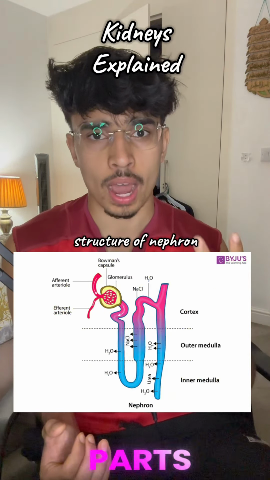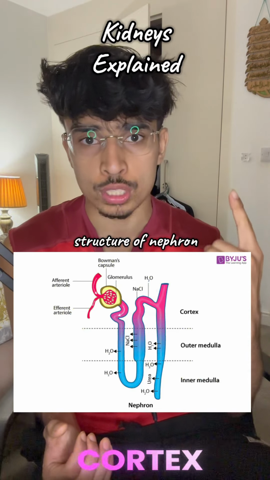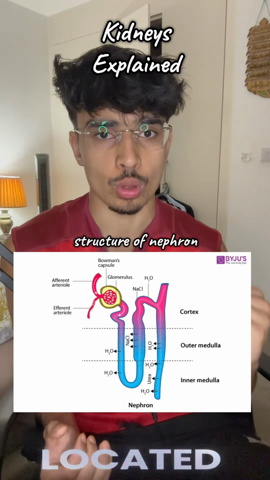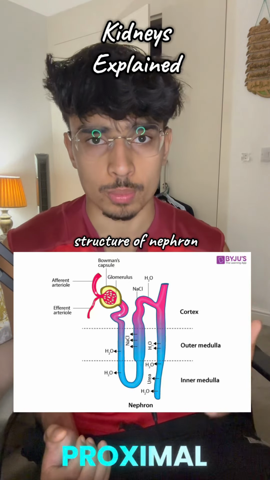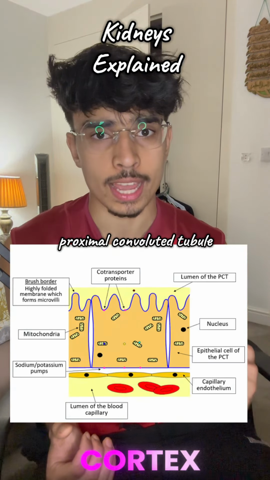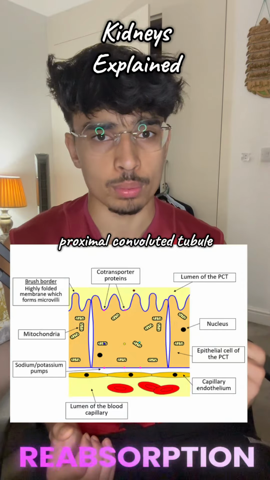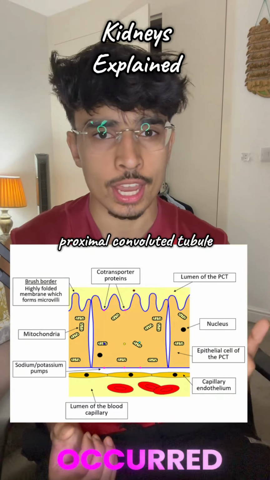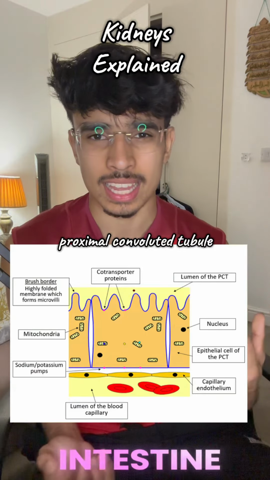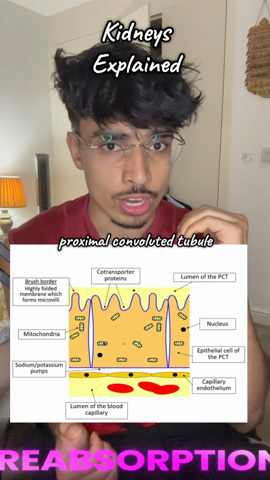So essentially there's two parts of the nephron. So you've got the cortex, which is where this Bowman's capsule is located, and you've got the medulla. Right, now what happens is that we encounter the proximal convoluted tubule. This is in the cortex. Right, so this is where selective reabsorption occurs, and it's fundamental that you say selective reabsorption because absorption already occurred in the digestive system, in the small intestine and all that stuff. So you have to say reabsorption.